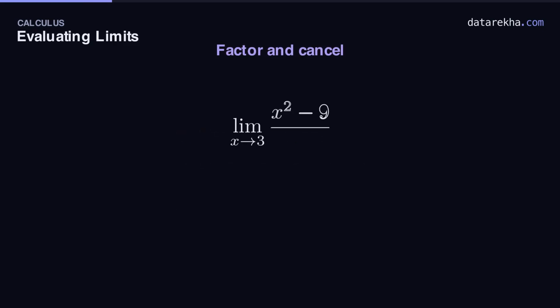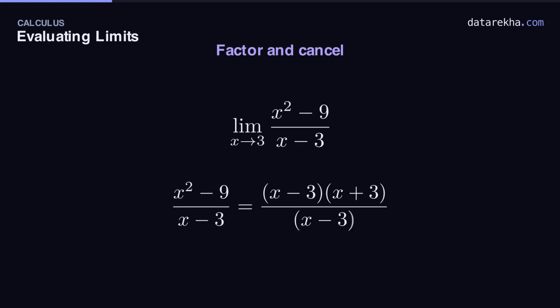Tool 1 is the workhorse for 0 over 0 with polynomials. If the top and bottom share the factor that's vanishing, factor it out and cancel it away. The top is a difference of squares. X squared minus 9 is x minus 3 times x plus 3. And there it is, an x minus 3 sitting on top and on the bottom. Because x is near 3 but never equal to 3, that shared factor is non-zero, so we can cancel it.